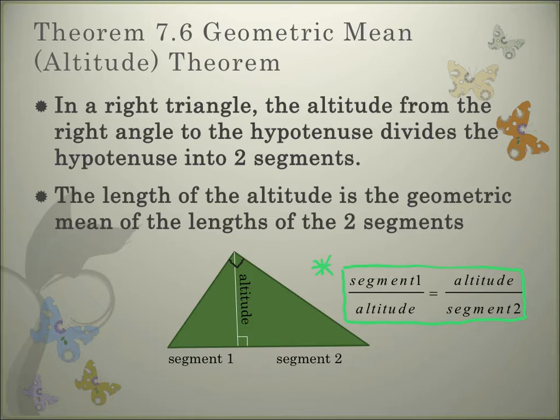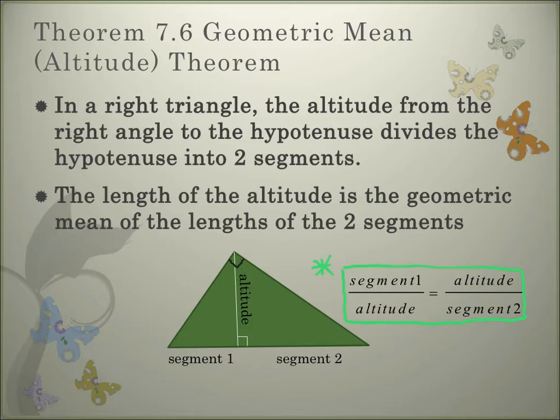In a right triangle, the altitude from the right angle to the hypotenuse divides the hypotenuse into 2 segments. I'm going to give everyone a second to write, because what I say after this, I want everyone to be watching while I do it. So take a moment to write in what you need to and then give me your attention after that.